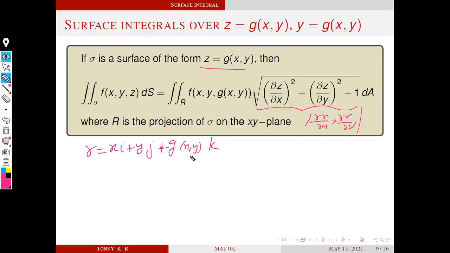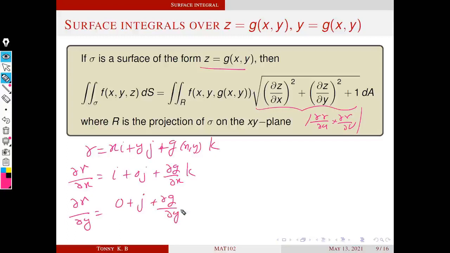The only thing is that here the parameters are x and y. Now everything is in terms of x and y: x is in terms of x, y is in terms of y, and z = g is also in terms of x and y. In our formula we have to take ∂r/∂u and ∂r/∂v, so here we have to find ∂r/∂x and ∂r/∂y, since our u is x. ∂r/∂x is i + 0 j + ∂g/∂x k, and similarly ∂r/∂y is 0 i + j + ∂g/∂y k.